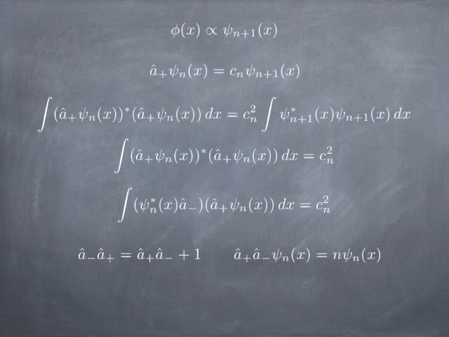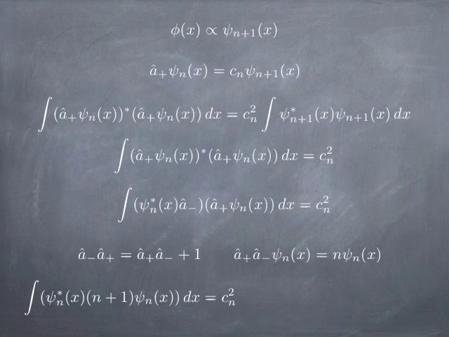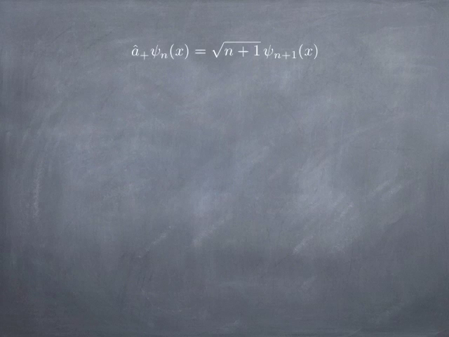We also know that a plus a minus on psi sub n is n times psi sub n, because that's the number operator. So that means that c sub n squared is n plus 1 times psi n star psi n. But we presume that psi n was already properly normalized. And that means that c sub n must be the square root of n plus 1. So we've just worked out the actual result of a plus on psi sub n. It's the square root of n plus 1 on psi sub n plus 1.